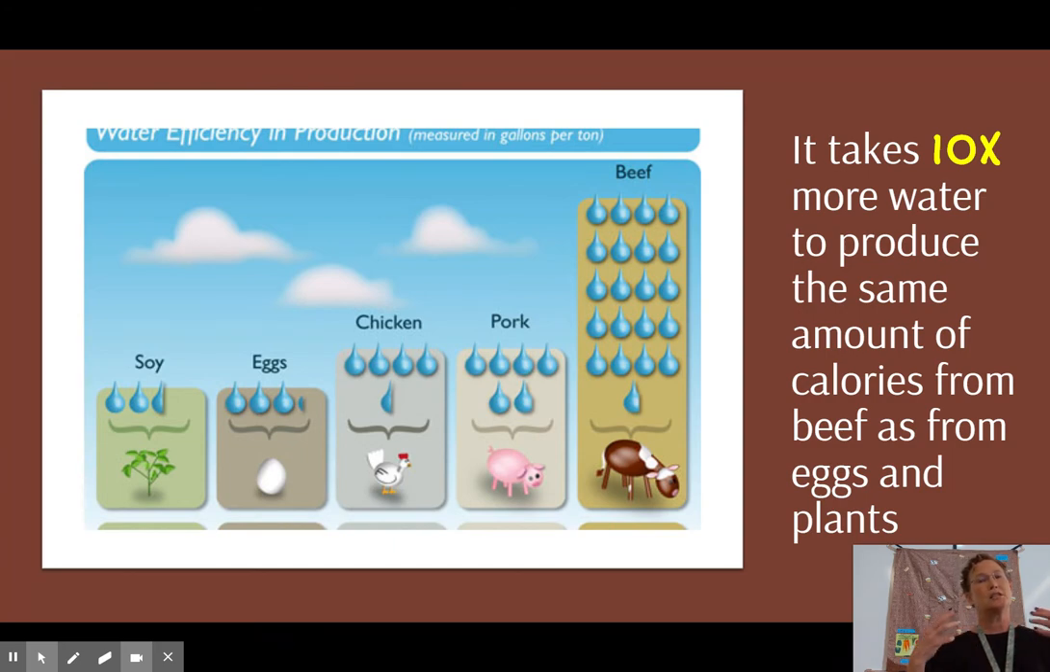So it's not just that it takes a lot of land to grow meat, but it also takes a lot of water to grow meat. And so there's a lot of really interesting things on this, and we'll talk about that a little bit more too. Okay, so it takes 10 times more water.